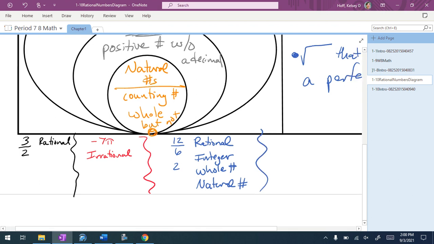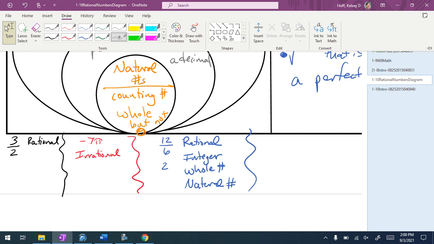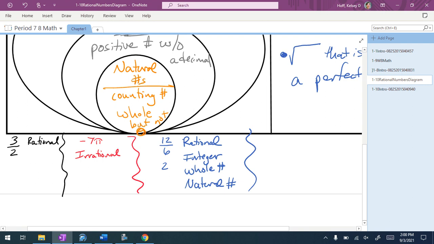Okay, so taking what we just learned, if you can simplify it, you probably should. I want you to do this one all on your own. Ready? Negative square root of 100. On your own, list every category that that number belongs to.